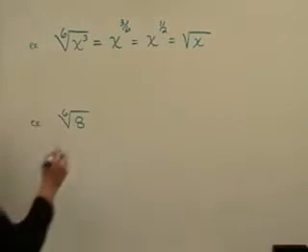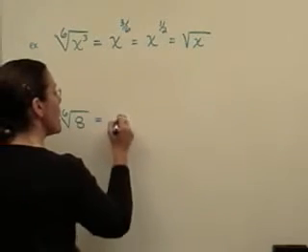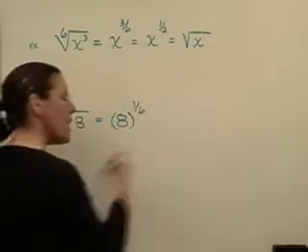When I want to take the 6th root of 8, I'm asking to take 8 to the 1/6 power. Geez, how do I simplify that?